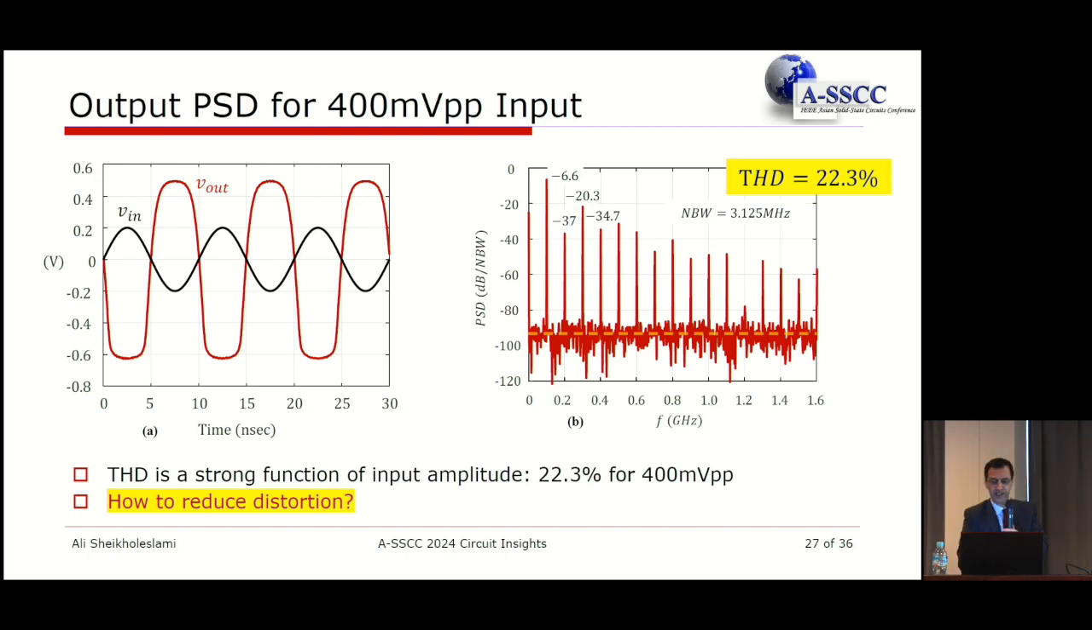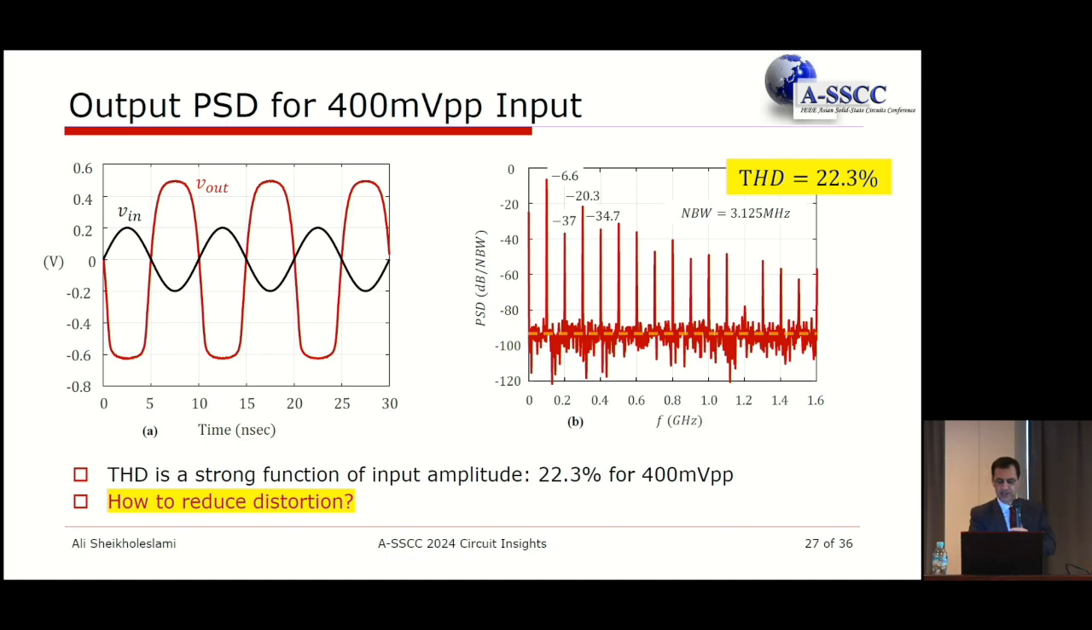In fact, if I look at this, the total harmonic distortion is now 22%. No, I didn't change anything. I just changed the input signal amplitude. So that tells you that the total harmonic distortion is a function of input signal. The larger the signal, the more chances are that you will get distorted. And that is, in fact, in line with this.